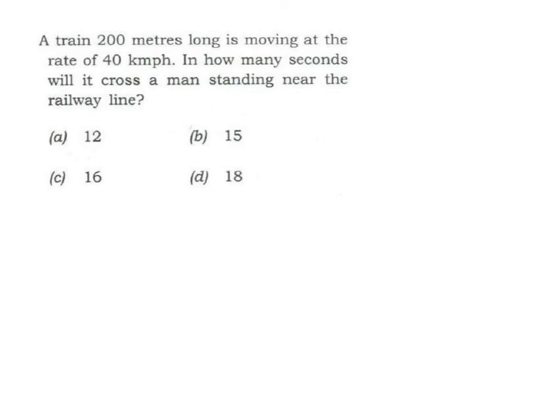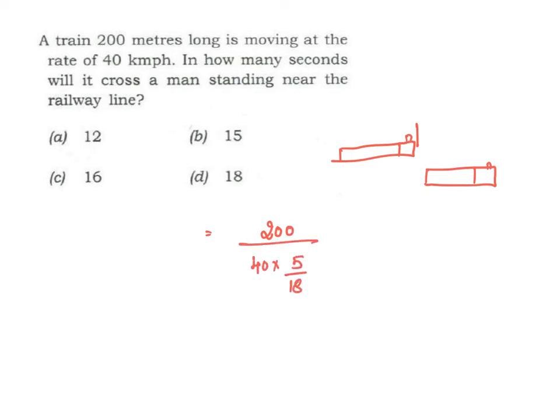A train 200 meters long is moving at a rate of 40 km per hour. In how many seconds will it cross a man standing near a railway line? So if it is crossing a man, it means it is crossing itself. So suppose this is a train, it crossing a man means it is crossing itself. So distance covered is 200 meters and the speed is 40 km per hour. Convert it into meter per second. I am converting it into meter per second. Now time taken is 200, 18 comes up, 40 into 5 is also 200. So in 18 seconds it crosses the man standing near the railway line.